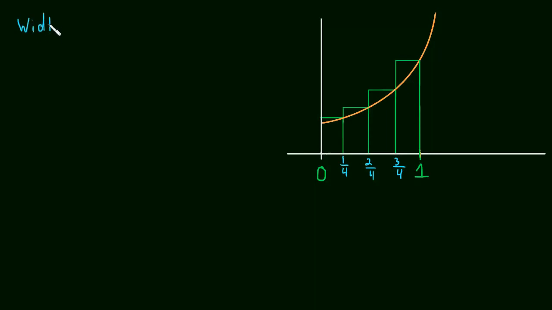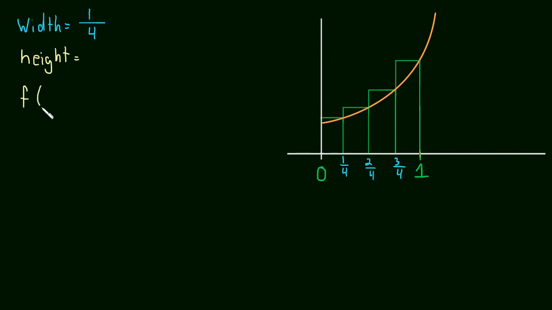So the width of each rectangle is 1/4. It was the total length of the interval, which was just 1, divided by the number of rectangles, which is 4. And then the heights, we said, were just the f of x values. So in other words, f of 1/4 was the height of the first rectangle, f of 2/4 was the height of the second. Let me make a list here. You'll see why in a second.